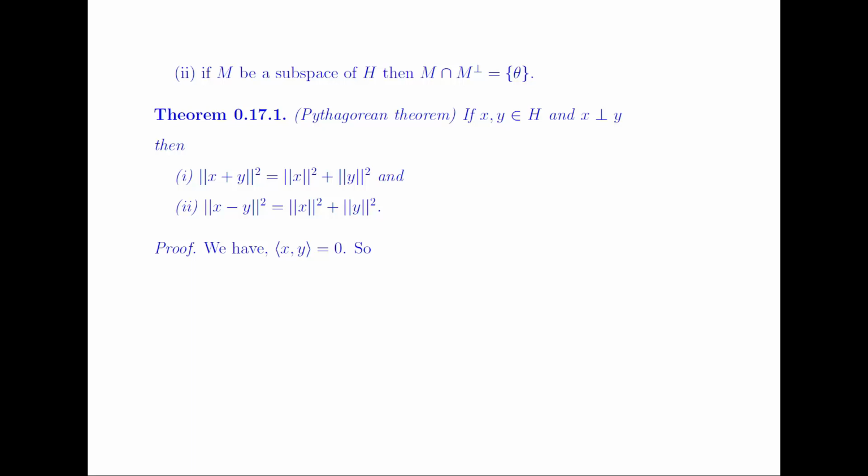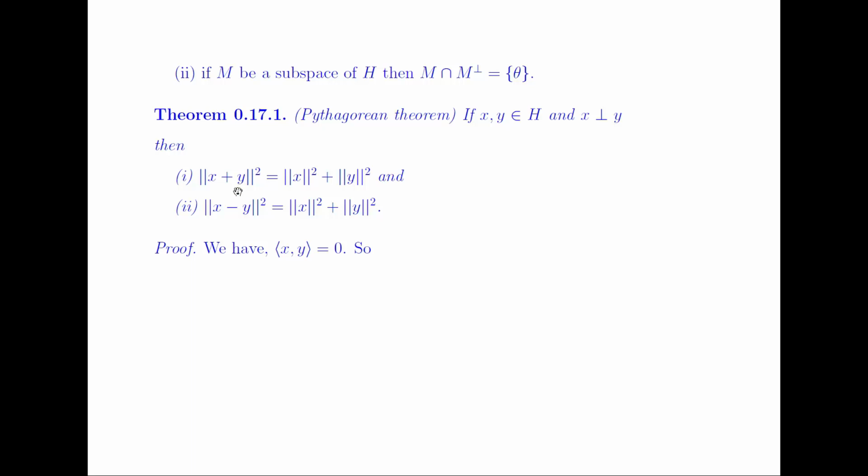So here if X and Y belong to H and X is perpendicular to Y, then the norm of X plus Y squared is equal to norm of X squared plus norm of Y squared. And norm of X minus Y squared is equal to norm of X squared plus norm of Y squared. It is given that X is perpendicular to Y, so we have the inner product of X comma Y is equal to 0.